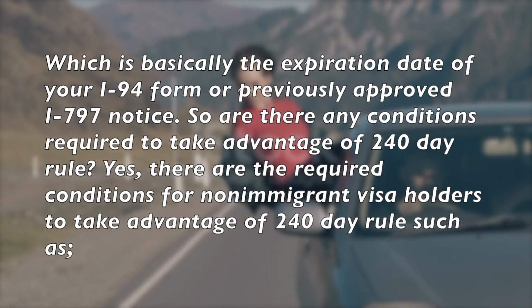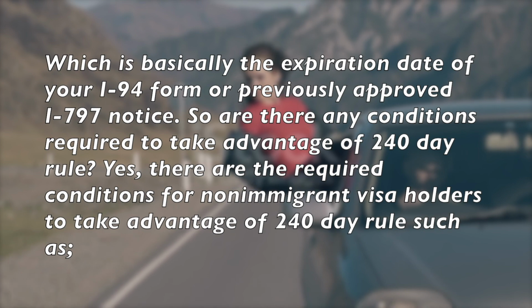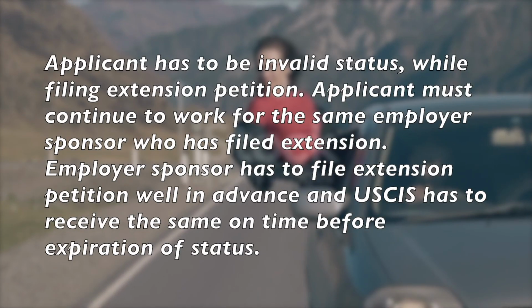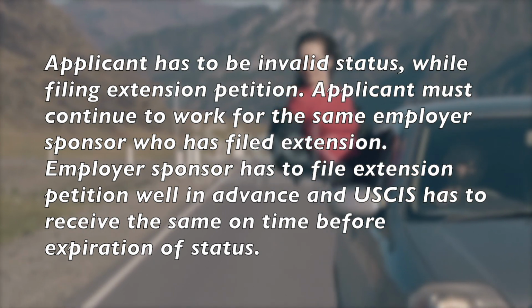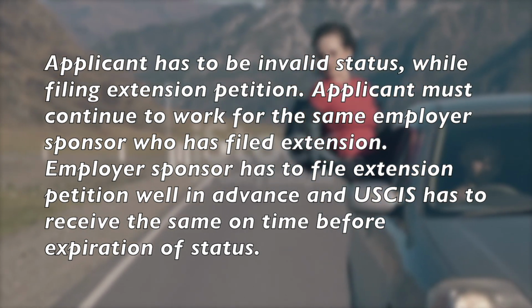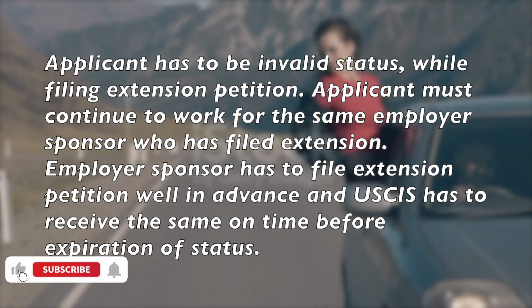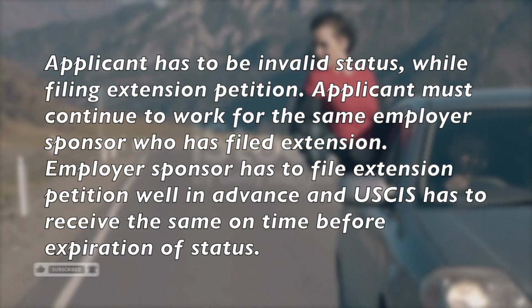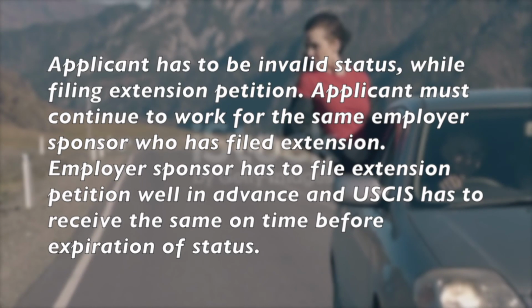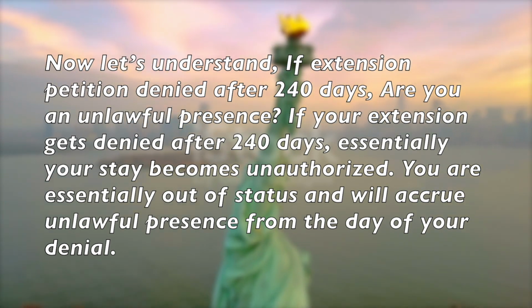So are there any conditions required to take advantage of the 240-day rule? Yes, there are required conditions for non-immigrant visa holders, such as: applicants have to be in valid status while filing the extension petition. Applicants must continue to work for the same employer sponsor who has filed the extension. The employer sponsor has to file the extension petition well in advance, and USCIS has to receive it on time before expiration of status.